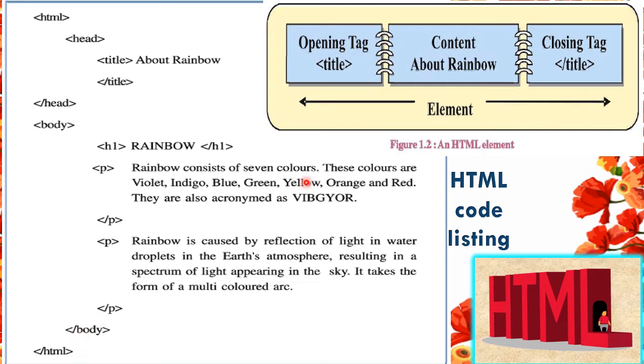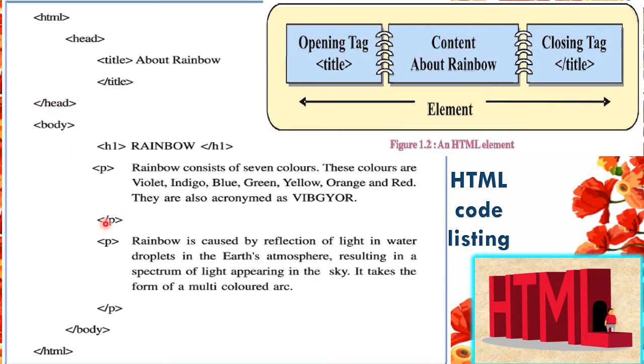Now, what is an element? A combination of opening and closing tags along with some content between the two tags forms an element. This figure indicates that title, content about rainbow, title end forms an element of the HTML code. Another example of an element of HTML code is H1 means heading 1, rainbow, end of heading 1. You can observe that the closing tags are preceded with a /.